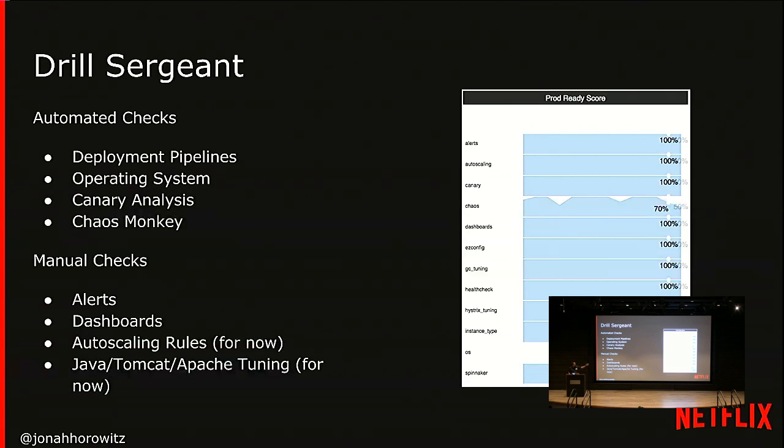It produces a score like this. This is actually just a tab in that microservice availability report that I was showing earlier. It shows your trend line over the past several weeks on how your service is doing across all of the production-ready criteria.